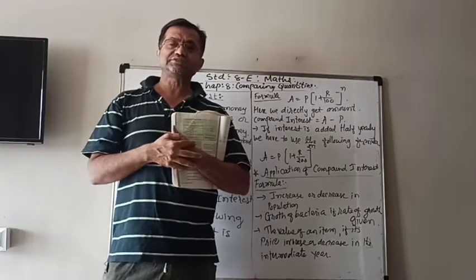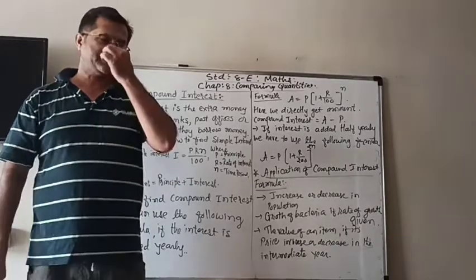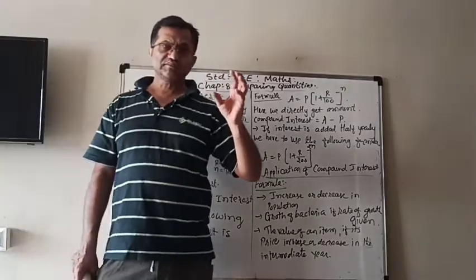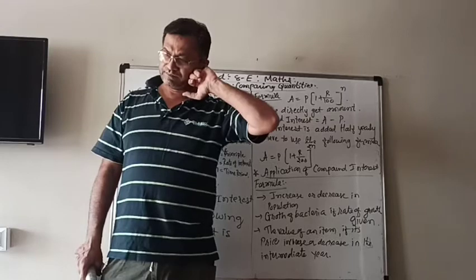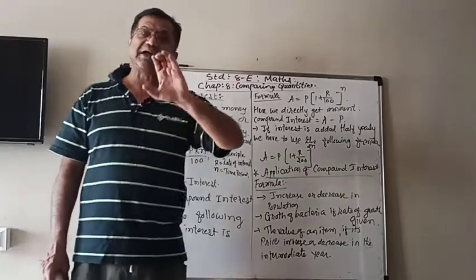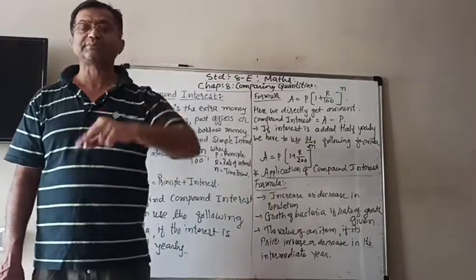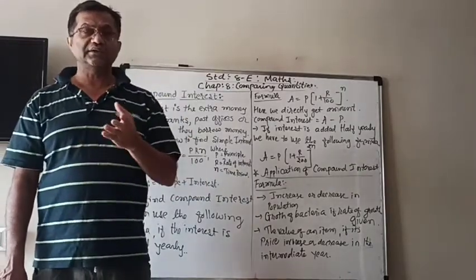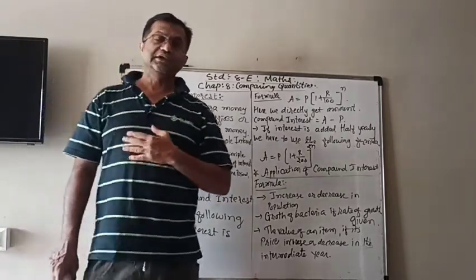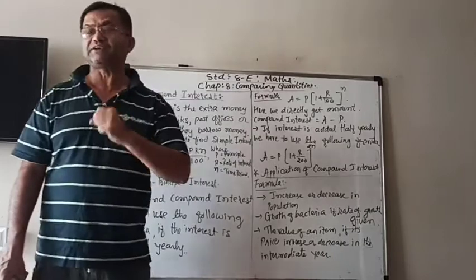So what happens in this situation? Suppose you have put your money for 2 years in the bank. Then at the end of the 1st year they will find the simple interest, then the interest will be added into your principal, and the next year that new principal will be counted and the interest is given on the new principal. It means that in compound interest you get interest on interest also, double interest.